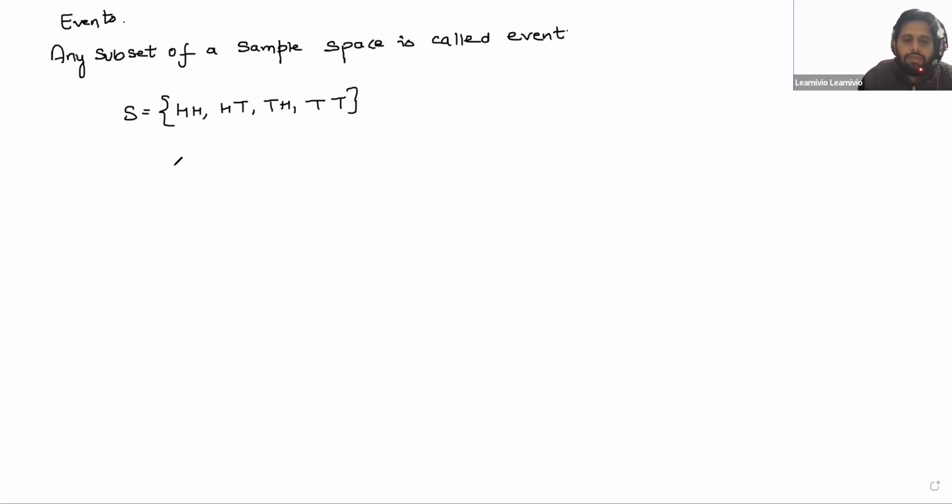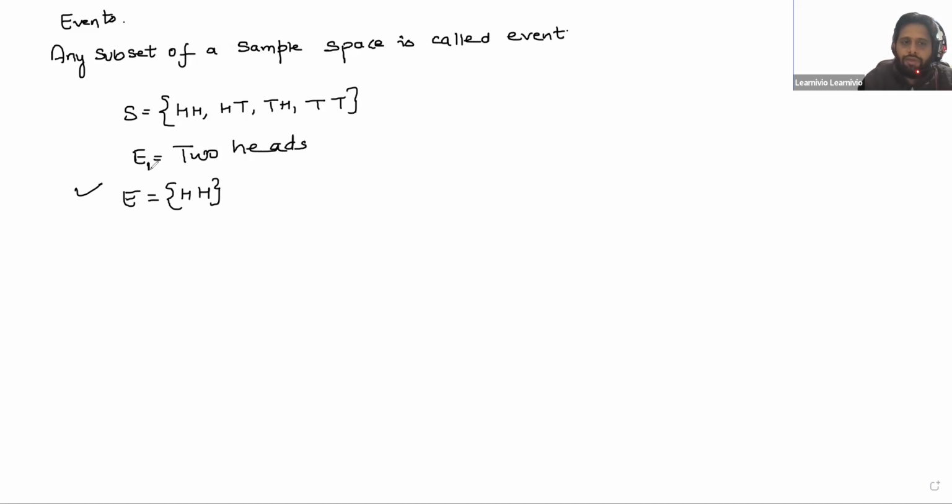Now suppose we need two heads. We will define an event E which says two heads. So E is equal to HH. This is the sample space, which you already know, and if we have an event which says that we need two heads, then we form a set E, which is HH. So this is called the event.